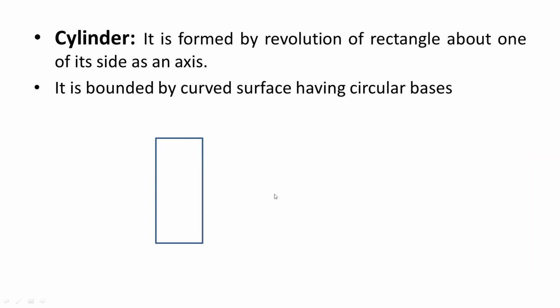So the cylinder is formed by the revolution of the rectangle about one of its sides as an axis. Okay. So a cylinder is bounded by the curved surface, having circular bases. Okay. So the base of the cylinder is a circle, and its surface is the curved surface. So if you compare with polyhedron solids, all the faces are flat faces. Okay.